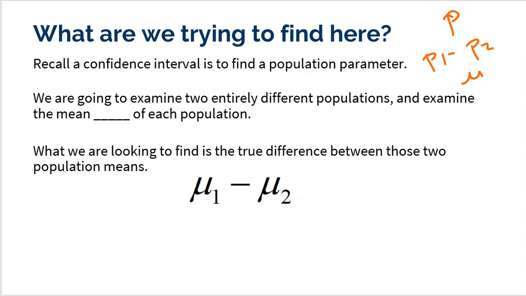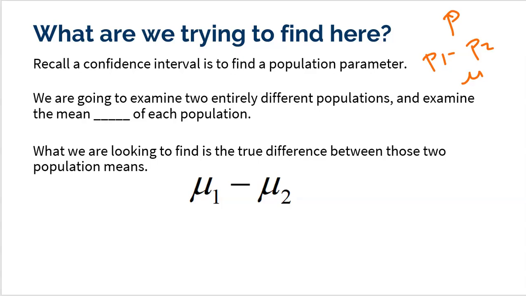two population means. So we're going to examine two entirely different populations and examine the mean of each population. So maybe we're going to look at the mean heights of two different populations and compare them. Maybe the mean weights. Maybe the mean amount of something from one population versus the mean amount of something from a different population. Or maybe the mean size of one population versus the mean size of another population. So the idea is that we're looking at two different populations and we're going to compare the means from each of those populations.